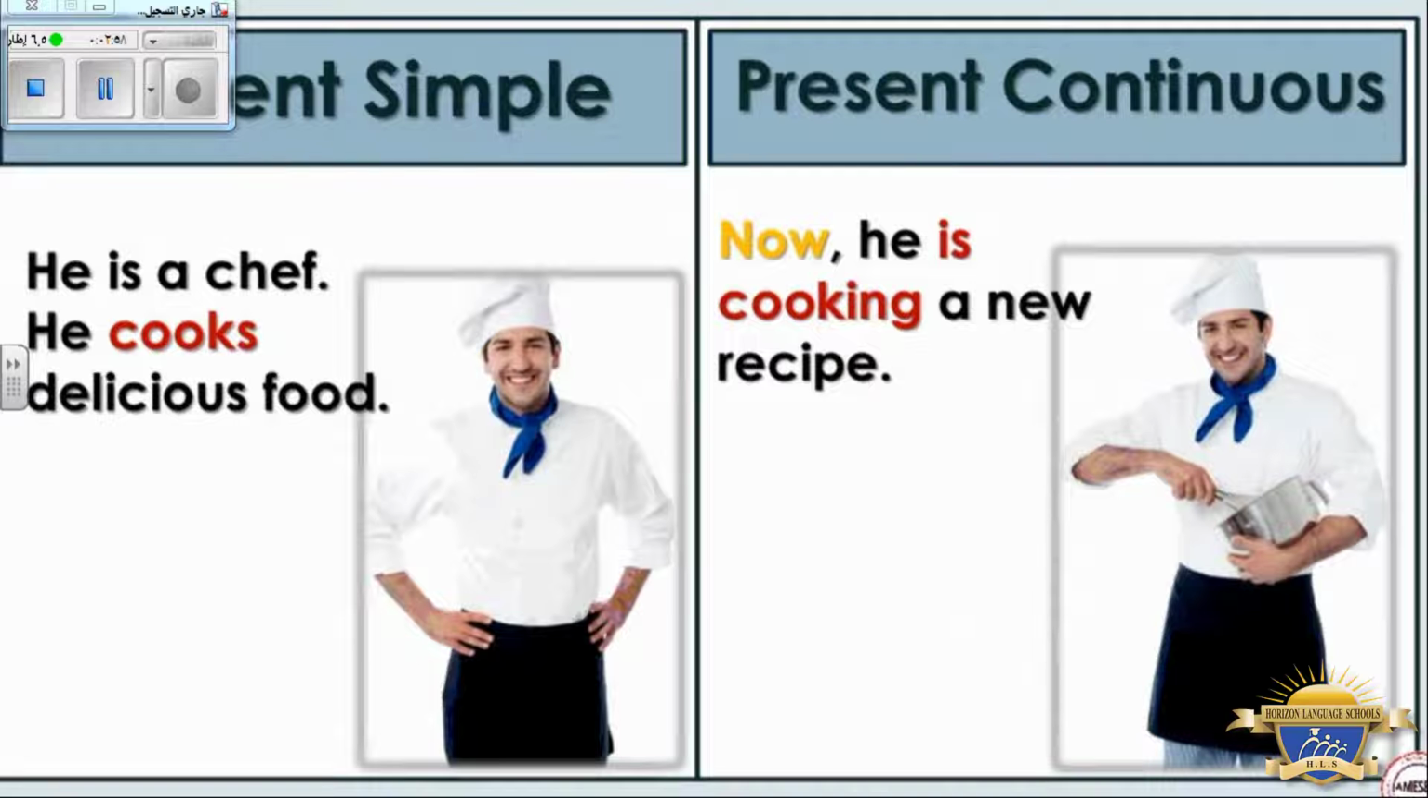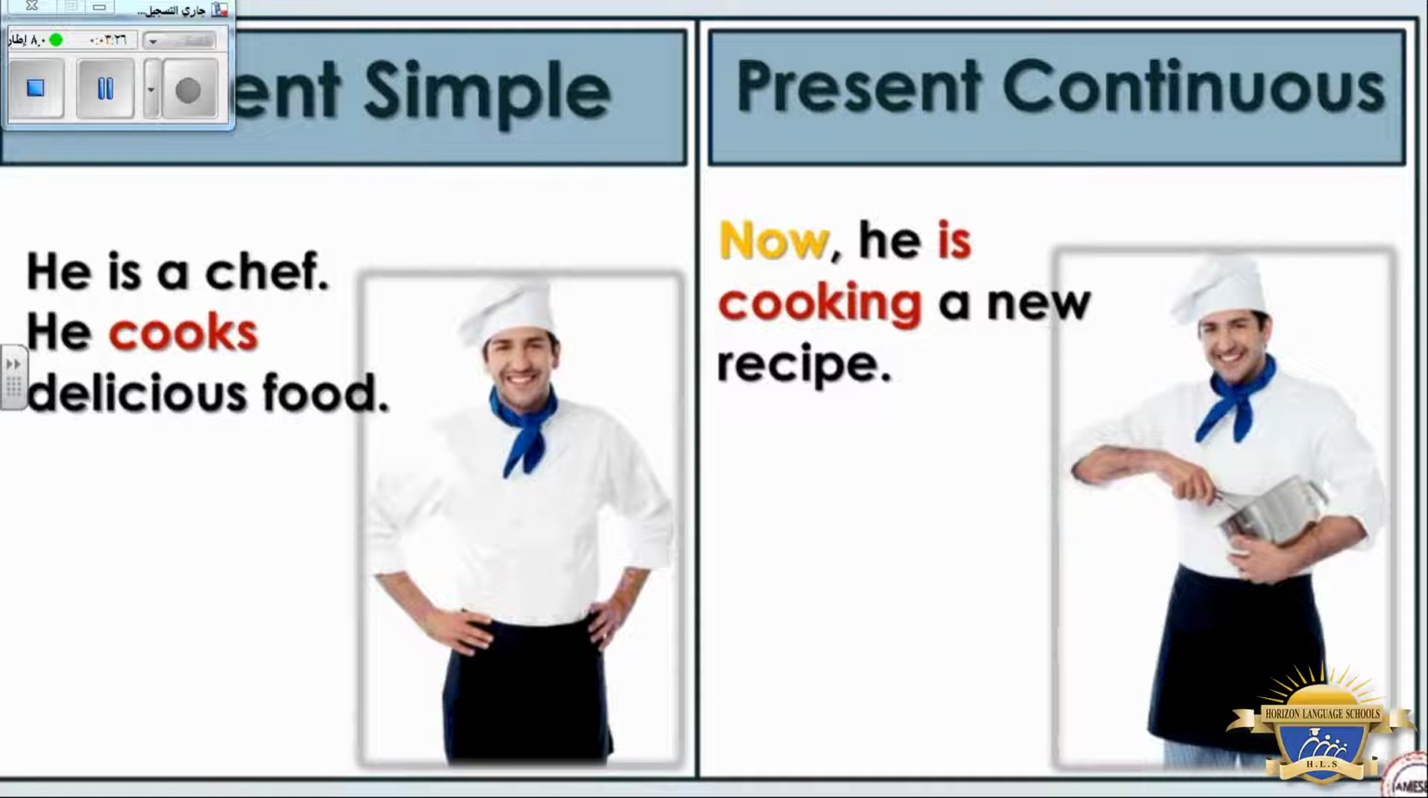And here I have two different examples. The first one: he's a chef. He cooks delicious food. So this is his job. All the time he cooks delicious food because his job is chef. But what I'm saying now, he is cooking a new recipe. So at the moment of speaking, he is cooking a new recipe, something happening at the moment.